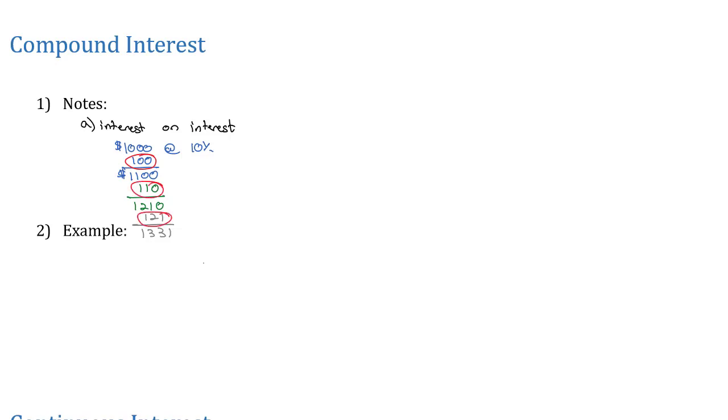That's compound interest, because the interest I earned last time gains interest the next time. It's growing more each time. And so if I needed a formula for this interest on interest, this compound interest, the formula for compound interest is A equals P times (1 plus R over N) to the NT power.